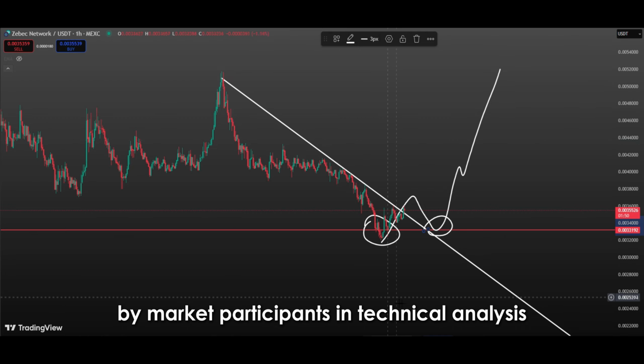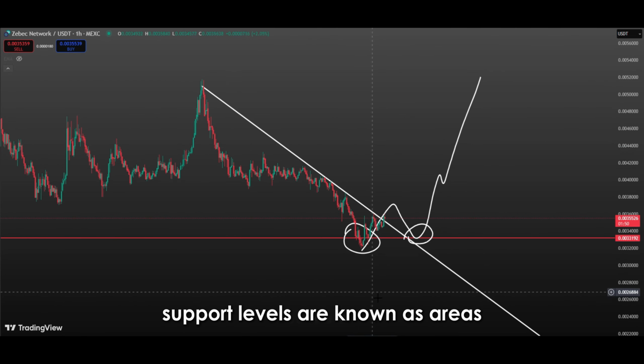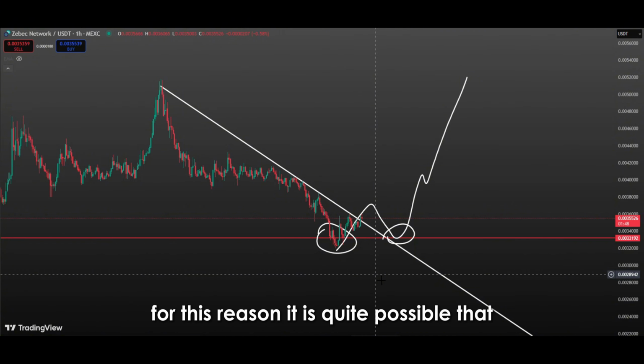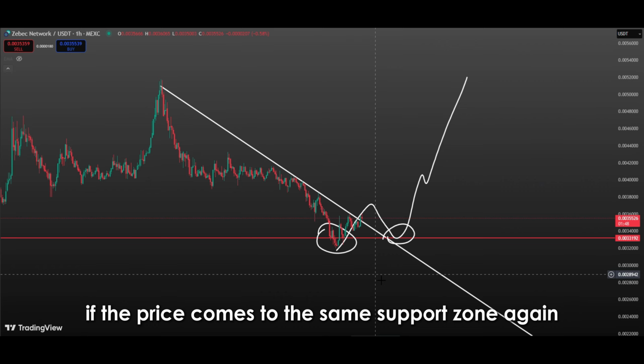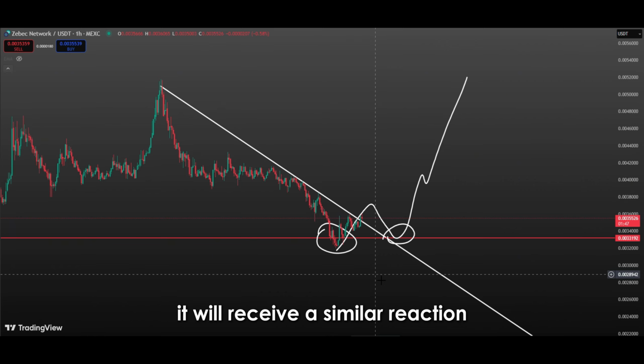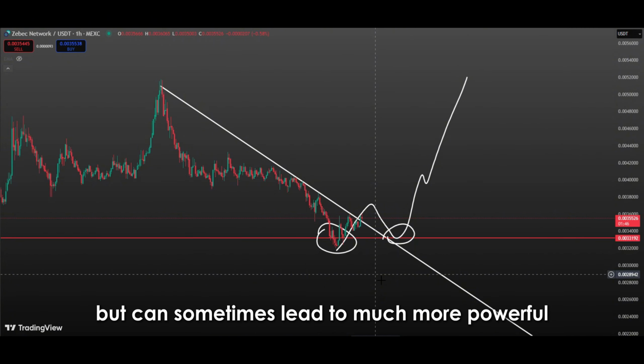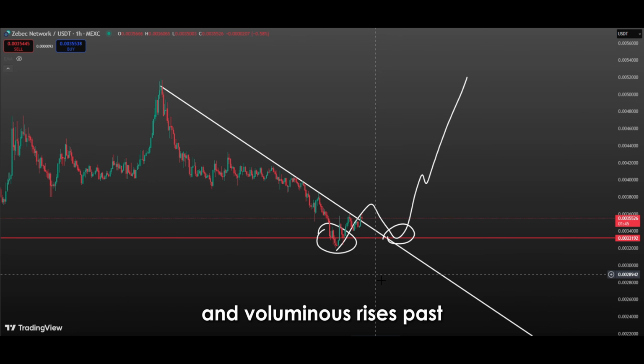In technical analysis, support levels are known as areas where the price has failed to break below in the past and where buyers are concentrated. For this reason, it is quite possible that if the price comes to the same support zone again, it will receive a similar reaction. Moreover, such reactions are not limited to small bounces, but can sometimes lead to much more powerful and voluminous rises.